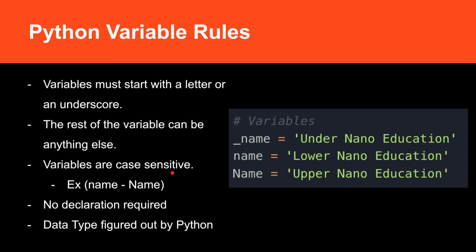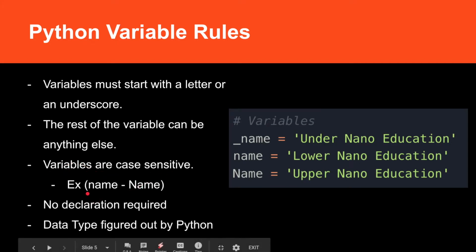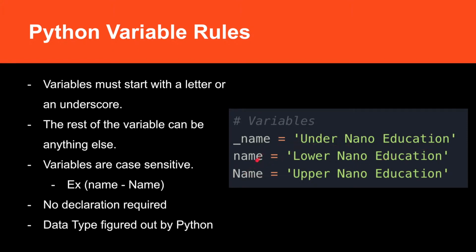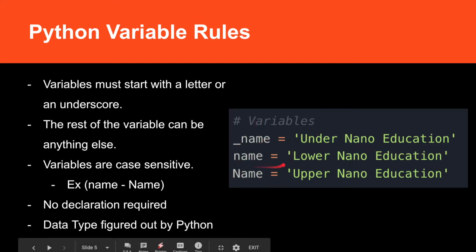Variables are case sensitive. So right here, this name is not the same as this name. Alright? You do not need a declaration, and the data type is figured out by Python. So you can see here, this is an underscore name, under Nano Education, that's why I put it like that. This is lowercase. So these are all three different variables. This one starts with underscore, this is a lowercase n, this is an uppercase n. And they are all assigned different values, but you could assign the same ones. And I did follow all the rules.